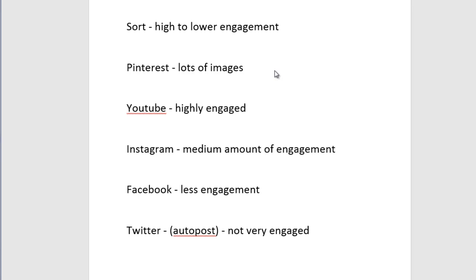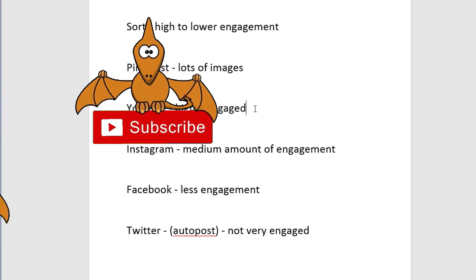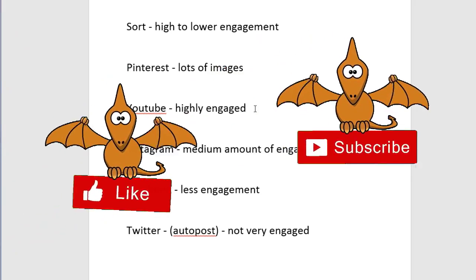All right, so if we are running a similar business, in this case, maybe a woodworking company that might do similar things like what we showed you earlier in the previous video. We saw that they used a lot of images, and they used Pinterest. They used YouTube. The YouTube channel was highly engaged. It had tons of comments, tons of likes, dislikes, and all that. And we have Instagram, which had about a medium amount of engagement, and Facebook, which had less engagement, which was very interesting, and Twitter, which was not very engaged at all.